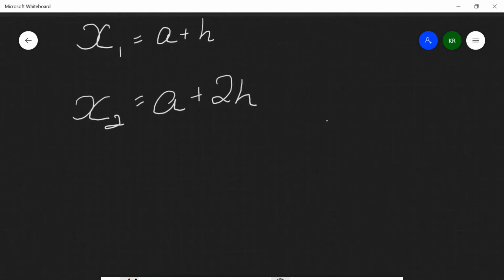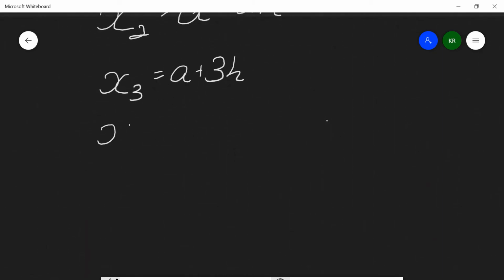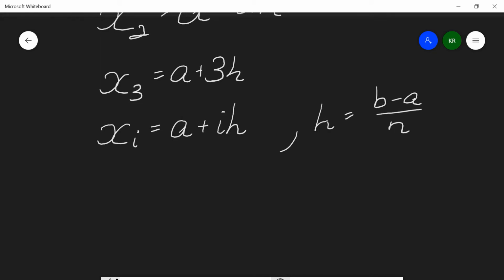And that continues. We can see that x3 is a plus 3h, so we can see that xi is just a plus i times h, where of course h is b minus a over n.